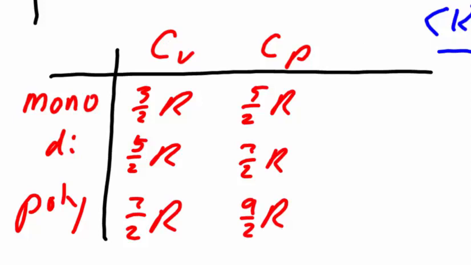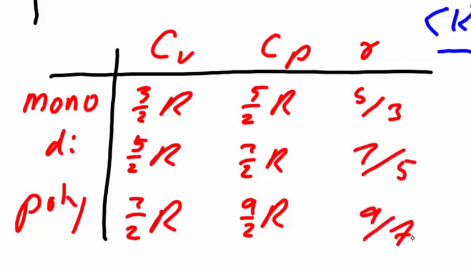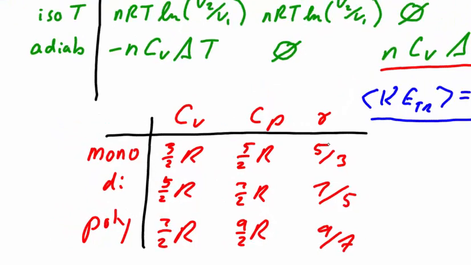Lastly, the factor gamma is defined to be Cp over Cv. Gamma will always be greater than 1. And for these 3 gases, we get 5/3, 7/5, and 9/7. You may ask for a moment, what's so important about gamma? It doesn't seem to appear anywhere in our equations for W, Q, or delta U. The importance is as follows.